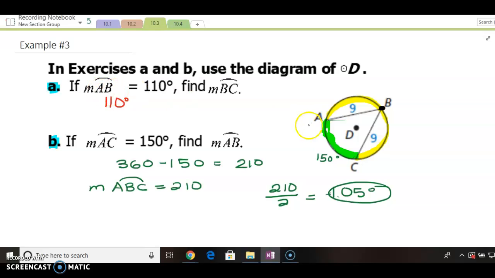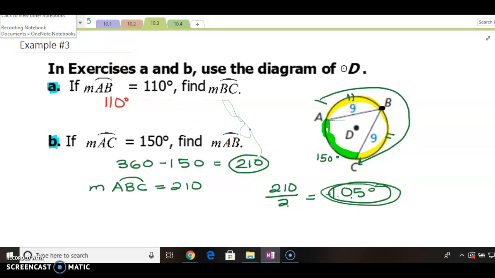So on A, if the measure of AB is 110, the measure of BC has to be 110 as well. Now on part B, it says that the measure of AC is 150. If AC is 150 and all the way around is 360, that means from here to here has to be the remainder, 210 degrees. Once again, we know that this arc and this arc are congruent, so if we divide this 210 by 2, we'd get that each of the two arcs are 105 degrees.